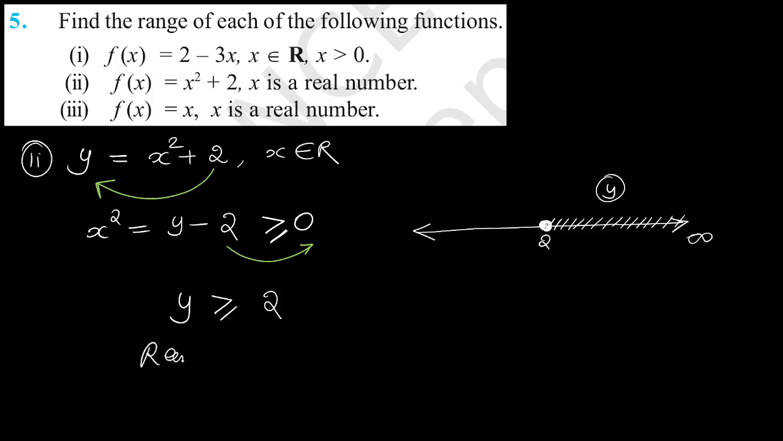So the range is the set of possible values of y. The value of y lies between 2 and infinity, including 2. Equal to 2 is possible. So the range is 2 to infinity. So you please write down. If you are 100% clear, you please raise your hand.